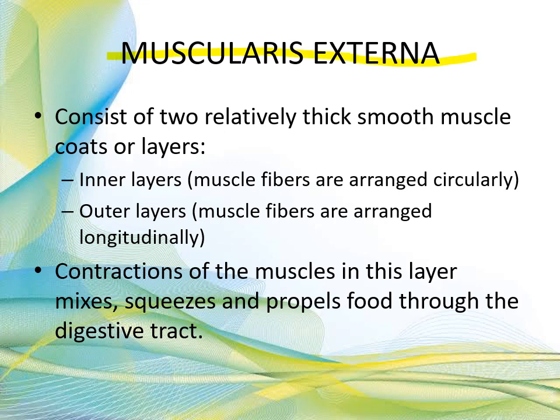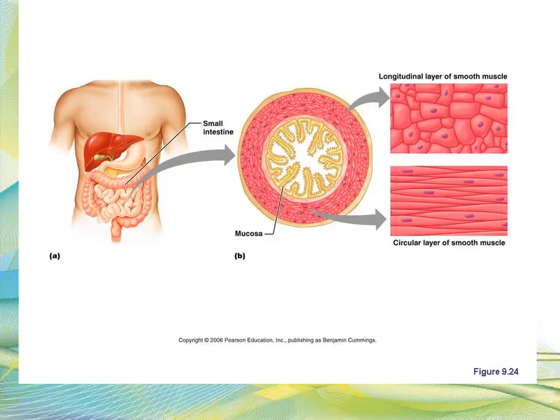The muscularis externa naman, it consists of two thick smooth muscle layers, yung inner and outer. Yung inner, muscle fibers are arranged circularly. Ang outer naman, muscle fibers are arranged longitudinally. So, circularly, tapos ito ay longitudinally. Longitudinal, yung smooth muscle, yun yung outer. Tapos yung inner, yun yung circular.